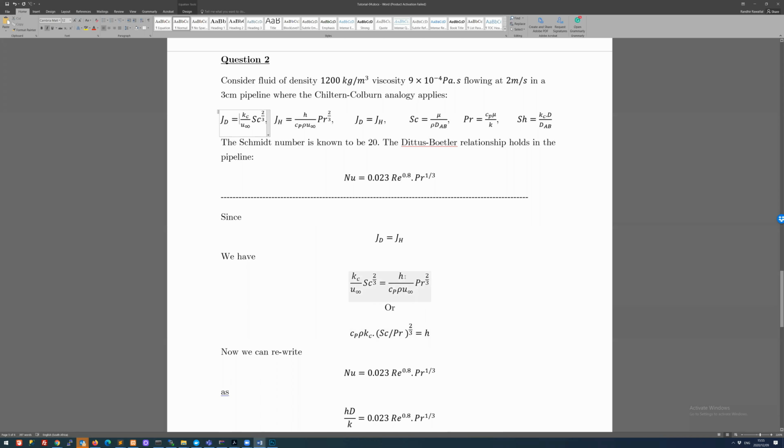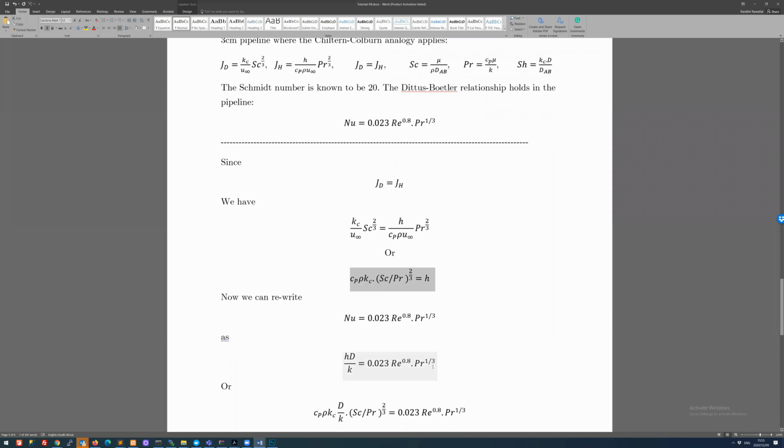Basically, if you just keep H here and divide through by the rest of the stuff, then it looks like this. You can see Schmidt number and Prandtl number both to the 2/3. So you can write Schmidt number divided by Prandtl number to the 2/3, and then the rest is the same. Notice here your U infinity cancels, right? So U infinity cancels, and the rest is like that.